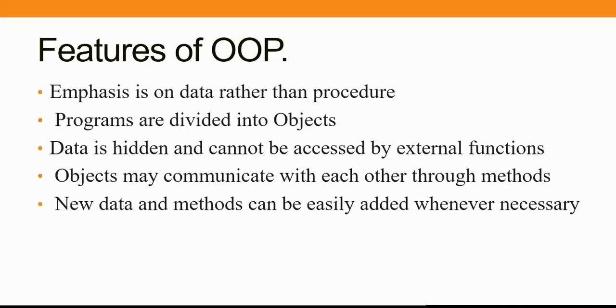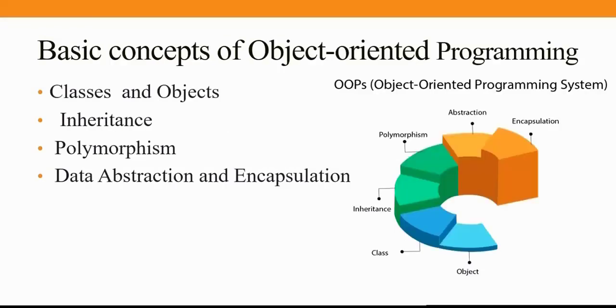So what are all the features of object oriented programming? Object oriented programming emphasizes the data rather than the procedure. Programs are divided into objects, then data is hidden, therefore it cannot be accessed by external functions. Then objects may communicate with each other through methods. Finally, new data and methods can be easily added whenever it is necessary. So these are all the important features of object oriented programming.